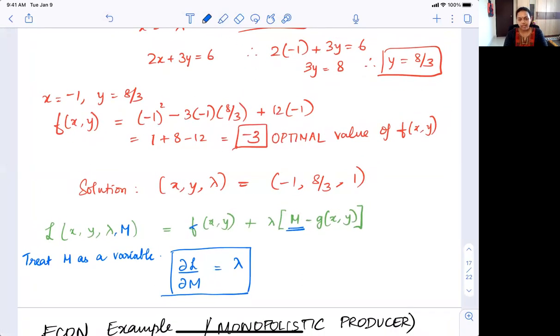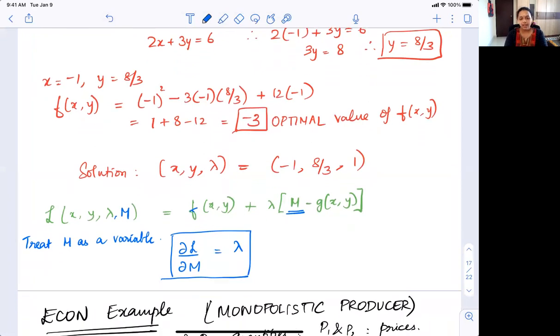I'm going to leave you with just that result in mind. In a subsequent video, I will go over an econ-based example, the one that you see right down here, and we'll see the economic role that particular λ plays in the example. So I will see you in another video.